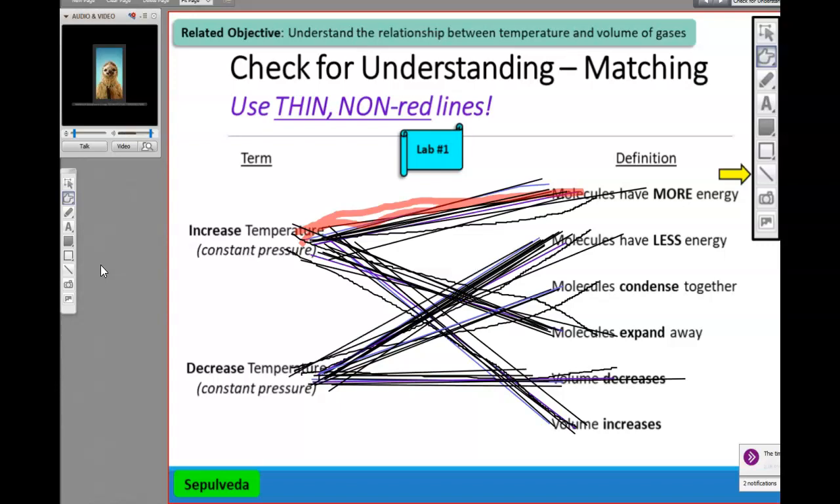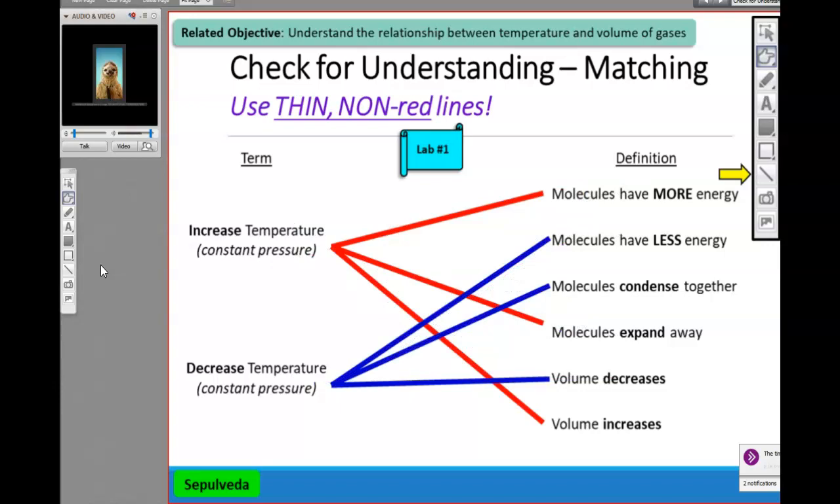So let's go ahead and look at our answers. Great job, everybody, for participation. I love it. This is what we love to see. So our answers are, when we increase the temperature, especially in a balloon, we have molecules that have more energy. We talked about that in our brain stretch this afternoon in the beginning of class. Molecules begin to expand away, and obviously that's why when you look at a balloon, all of a sudden the volume increases, because those molecules are expanding away.